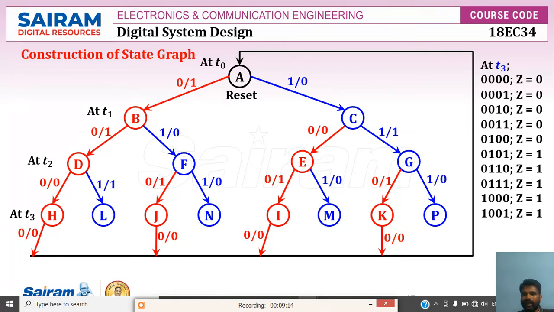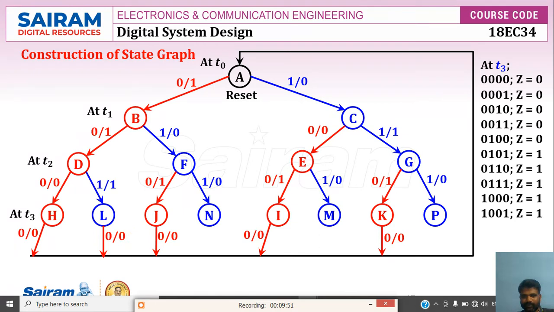Clear now? Next, at L, if we receive 0, it will go to reset state and analyze the total received sequence: 0, go back to the path, 1, 0, 0. So 0, 1, 0, 0 means Z is 0. So here output is 0.